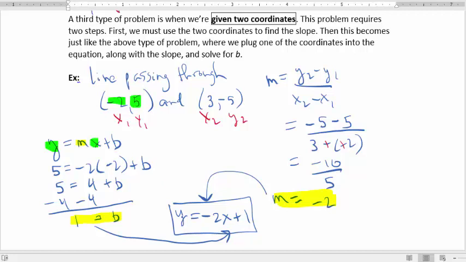So again, that's the thing that you want to keep in mind, right? You always need an x and a y when you're writing the equation of a line in slope-intercept form. So x and y stay x and y. You just replace the m and the b with their specific values.